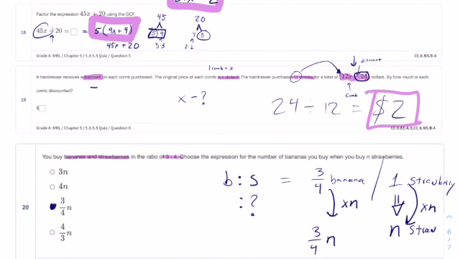For every strawberry that I buy, so if this number was 1, if I bought 1 strawberry, I would be buying 3/4 of a banana. If it was 2, I would be buying 6/4 of a banana. That's a banana and a half. So that is the end of the algebraic expressions little practice test here.